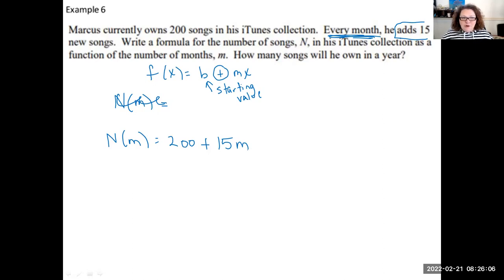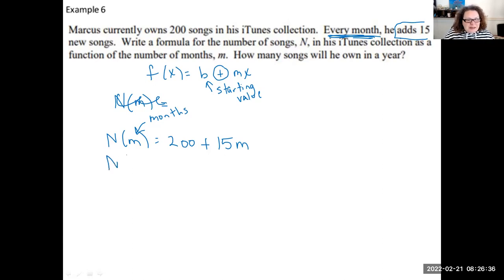We needed to write a formula, which is also the function of the number of songs in his iTunes collection as a function of the number of months. Done. How many songs will he own in a year? Well, you can't just plug in one for year because this is based on months. Remember? So the input has to be in months. In regards to year, there's 12 months in a year, according to our useful conversion chart.